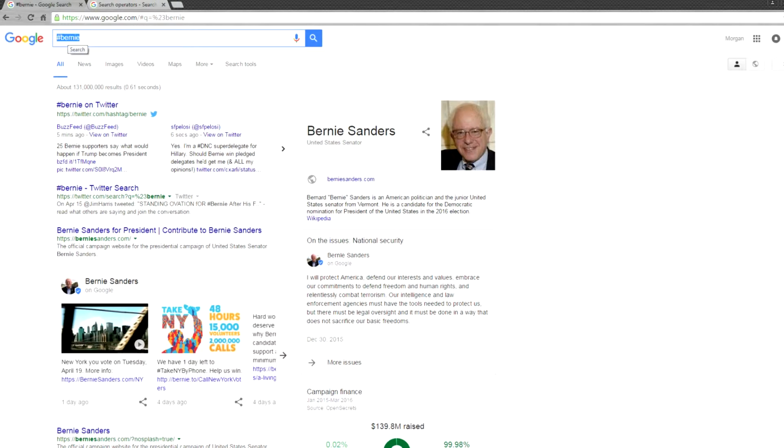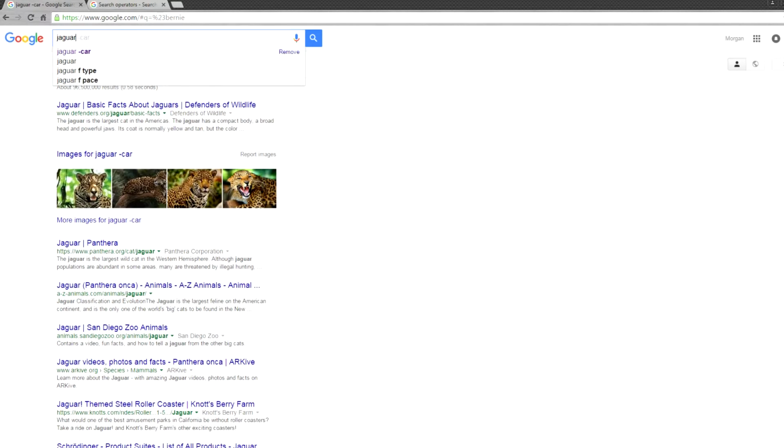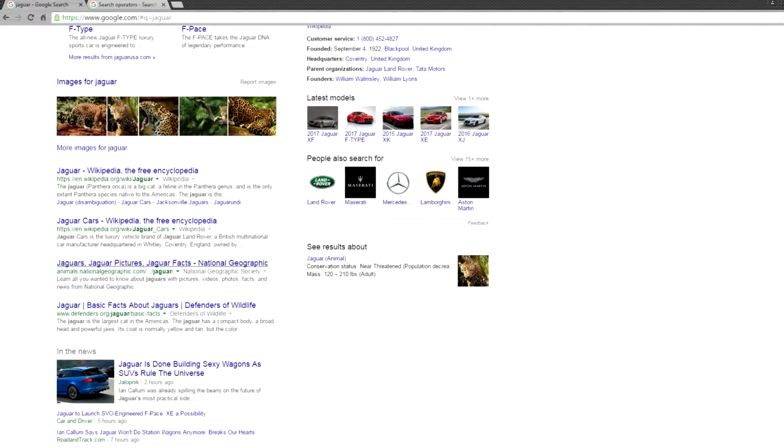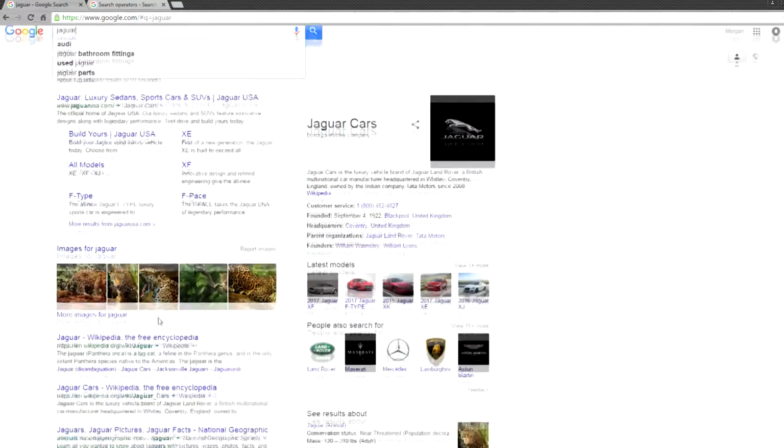And this can be very useful if you need to differentiate a word that has multiple meanings. So jaguar, we're getting, the first thing is cars, probably because Jaguar paid to have this be higher in the search results. And the second one is the actual animal, the jaguar. But we don't want the car. You can see the cars are interspersed throughout this entire thing. There's a lot about cars.